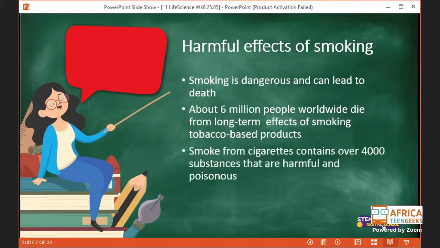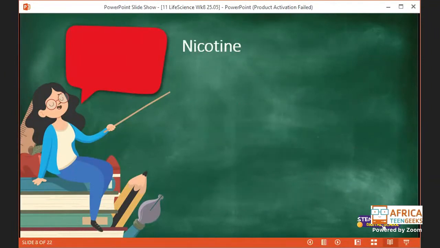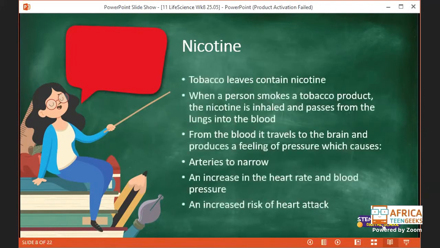Smoke from cigarettes contains over 4,000 substances that are harmful and poisonous. Some of these substances are nicotine, tar, and carbon monoxide, and we will look at these in detail. Nicotine is a poisonous drug which is very dangerous in large doses. It doesn't immediately kill you, but it can cause serious health problems, and it is basically the substance which makes cigarettes very addictive. Let us look at nicotine.